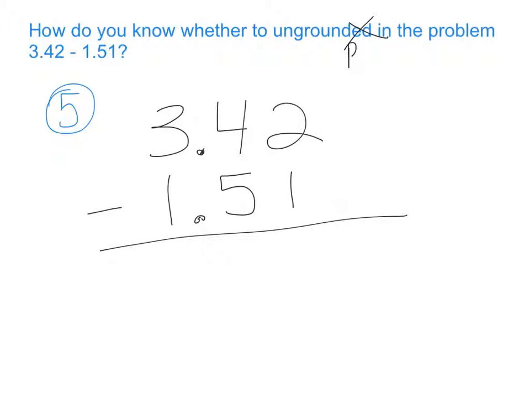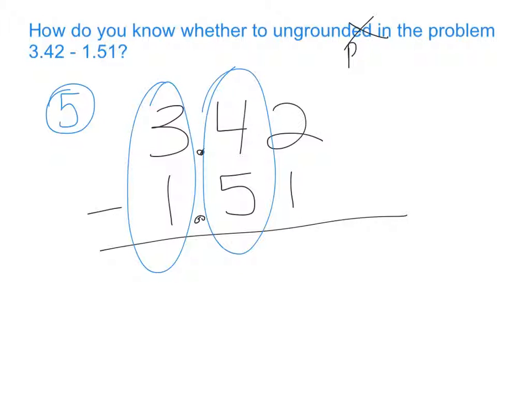Well, how would we know without actually going through the problem? Well, I can look at each one of my place values. Well, the ones place wouldn't involve ungrouping by itself. 3 minus 1, that's a done deal. But take a look at the tenths place. If I have 4 tenths, can I take away 5 tenths? I really can't. So what I know is by looking at the tenths place, I will have to ungroup from the ones and regroup in the tenths.